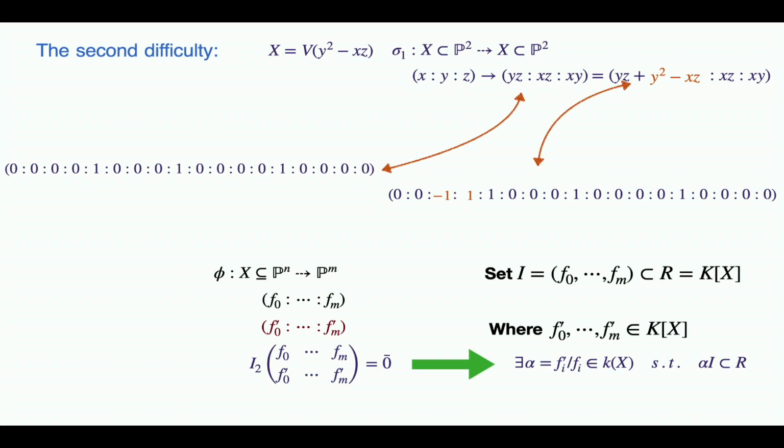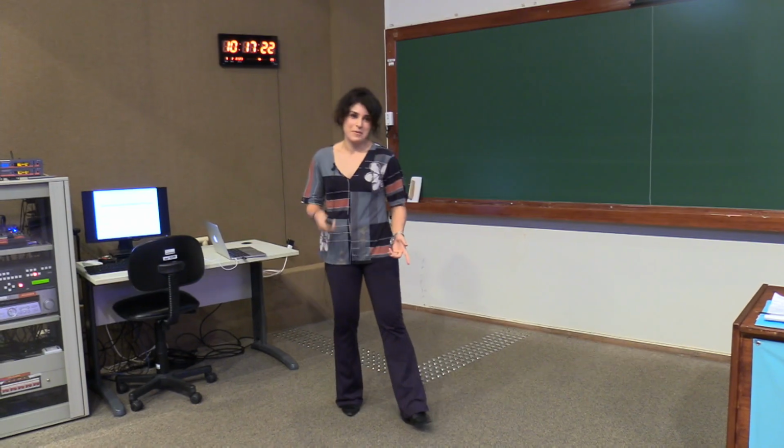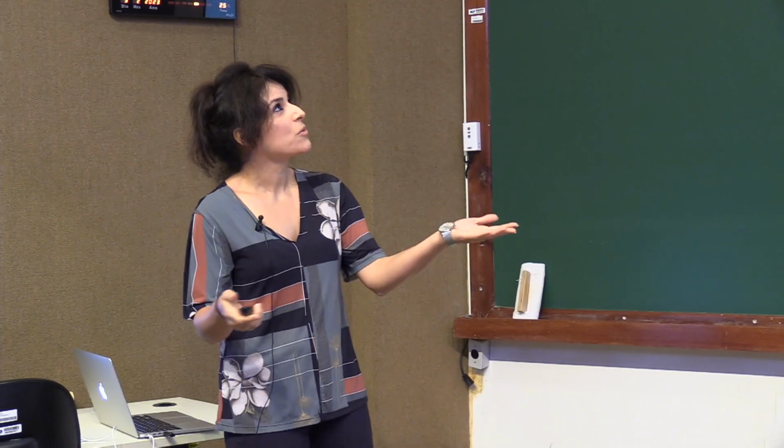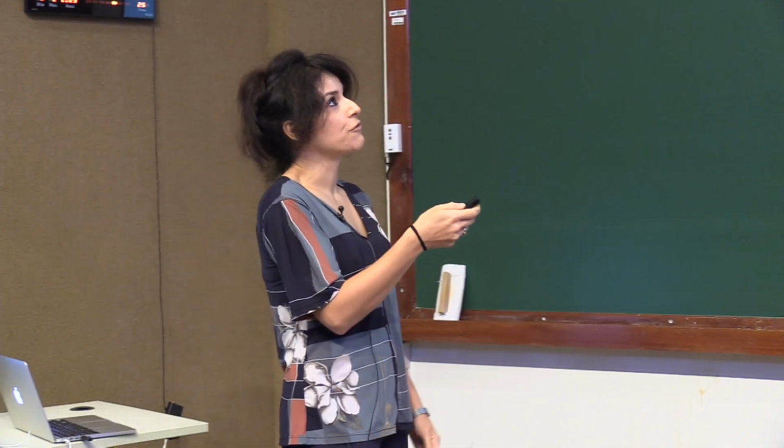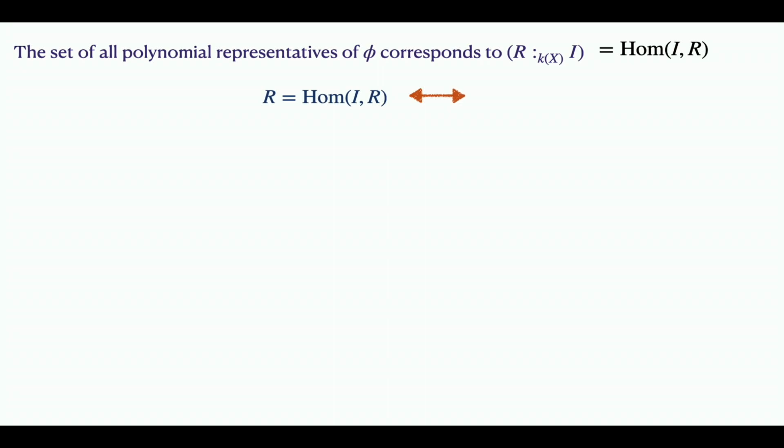Good. So any other representative gives us an element in the fraction field such that alpha I is inside R. But it is true also in the other direction: if you take any element in the fraction field with the property that alpha I is inside R, this corresponds to another polynomial representative for the same map. Thanks, Aaron, I learned this from your paper. So the set of all polynomial representatives of phi is this fractional ideal, and this fractional ideal is actually Hom over R, because we are in a domain case.